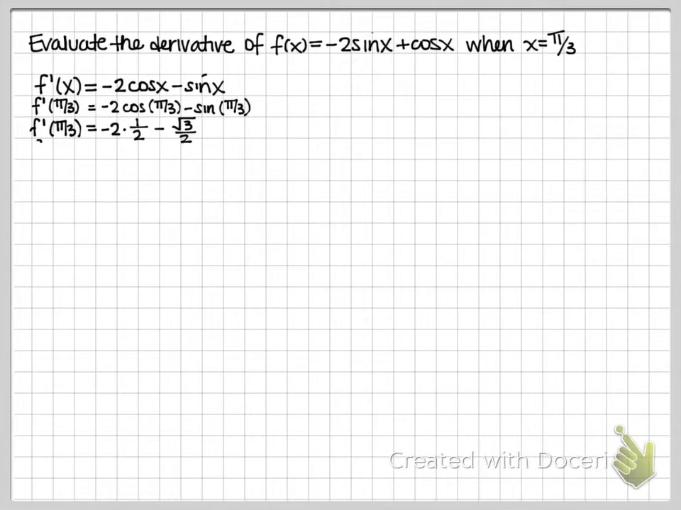I don't necessarily have to, but I may as well. I know that the negative 2 times a half is negative 1, and then I'm just going to subtract the root 3 over 2. I'm perfectly happy leaving it like that. So I went through, found my derivative, and then just plugged my numbers in.